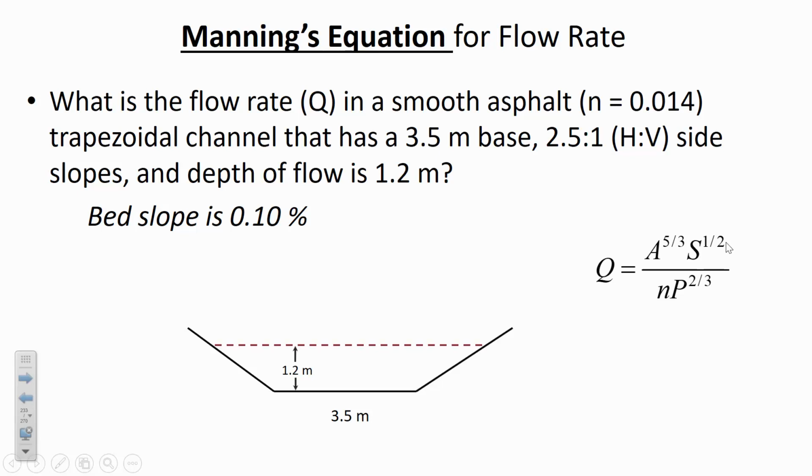equation when we use meters squared for area, slope is unitless, n value is unitless, wetted perimeter is going to be units of meters. All right, so let me pause for a moment and let's see if we can calculate the flow rate for this one.